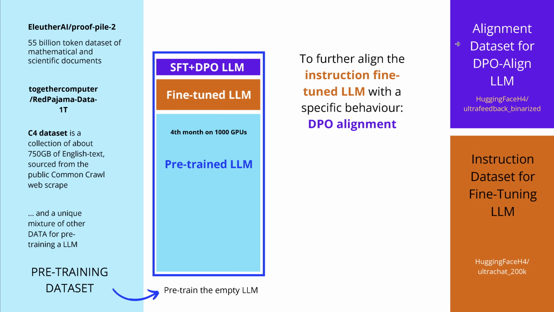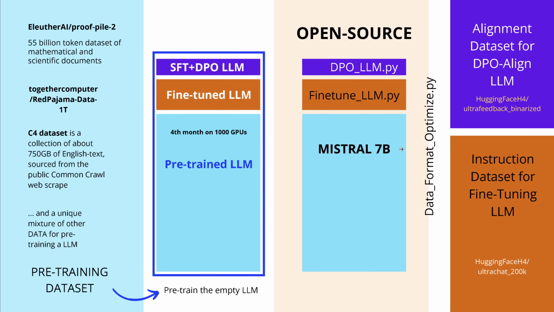And I showed you some real-world data sets you find on Hugging Face that I would recommend you use beginning in January 2024. So for fine-tuning, there's this beautiful UltraChat dataset. And if you want to have the DPO alignment, go with the Ultra Feedback dataset. You see, now we have it. Now we have our large language model pre-trained, fine-tuned, and aligned with a specific behavior.